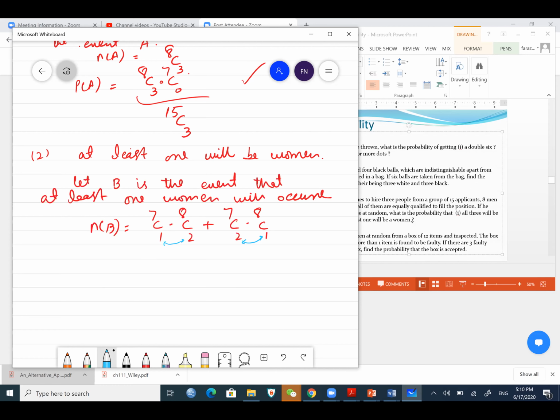Understand? Out of 15 people, 7 women and 8 men, we want to select 3 people. And what is the condition? At least one will be a woman. If one is a woman, then the remaining 2 will be men.